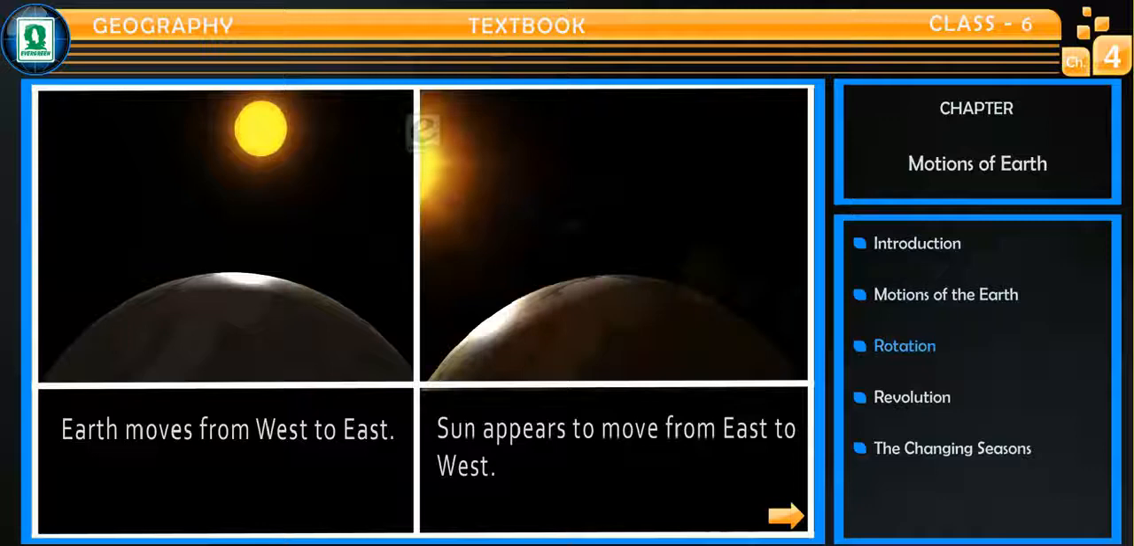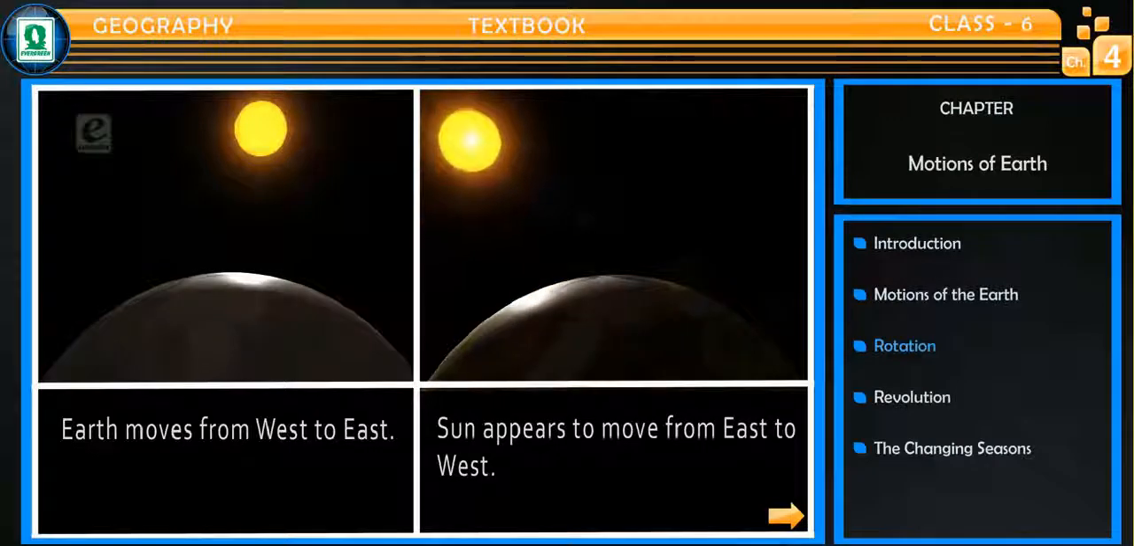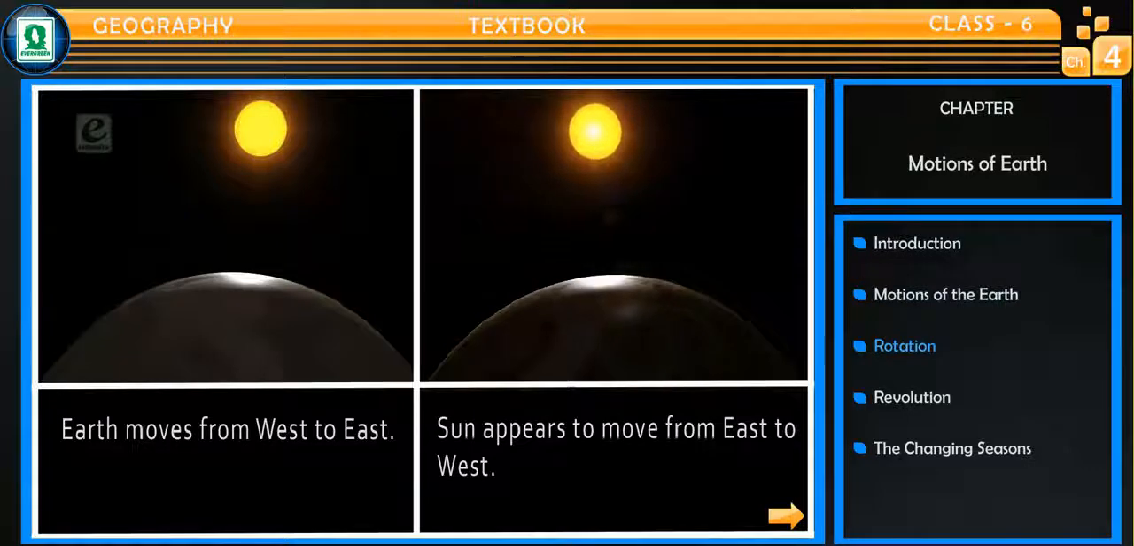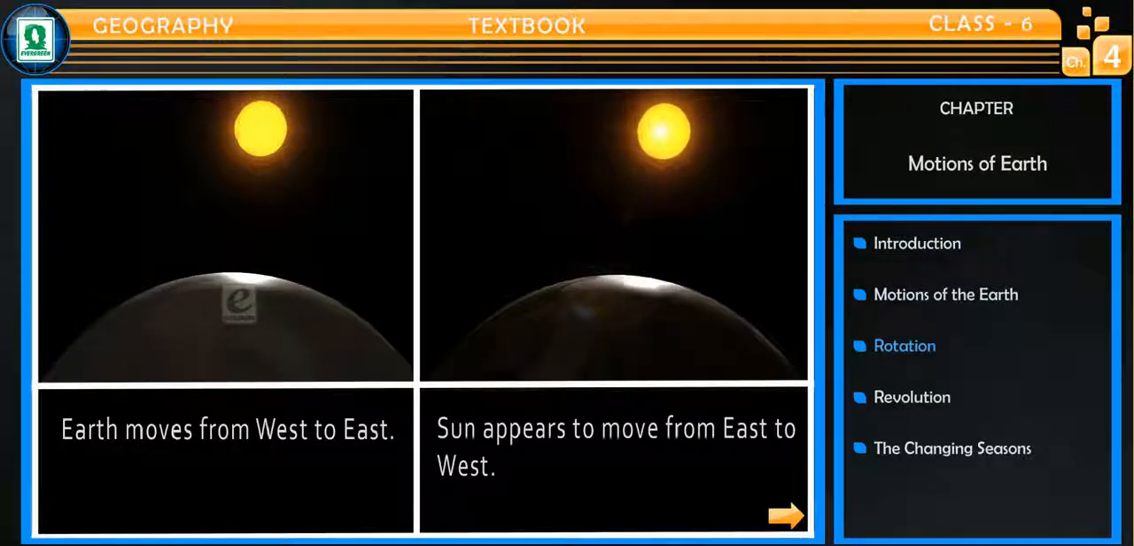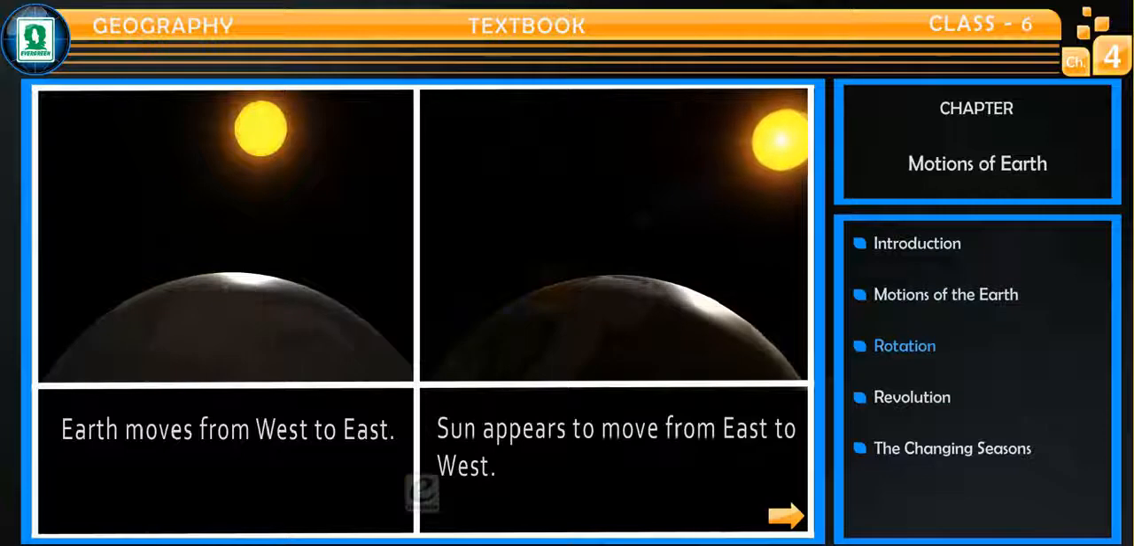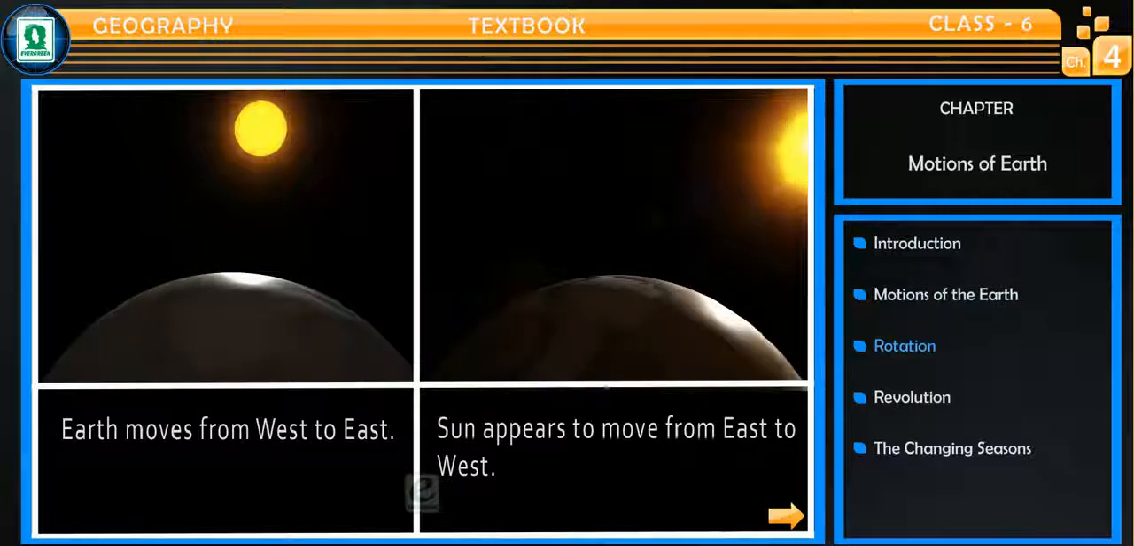Similarly, as the Earth moves, the stationary Sun appears to be moving in the opposite direction. The Earth moves on its axis from west to east. That is why the Sun appears to be moving from east to west. This is known as apparent movement of the Sun.